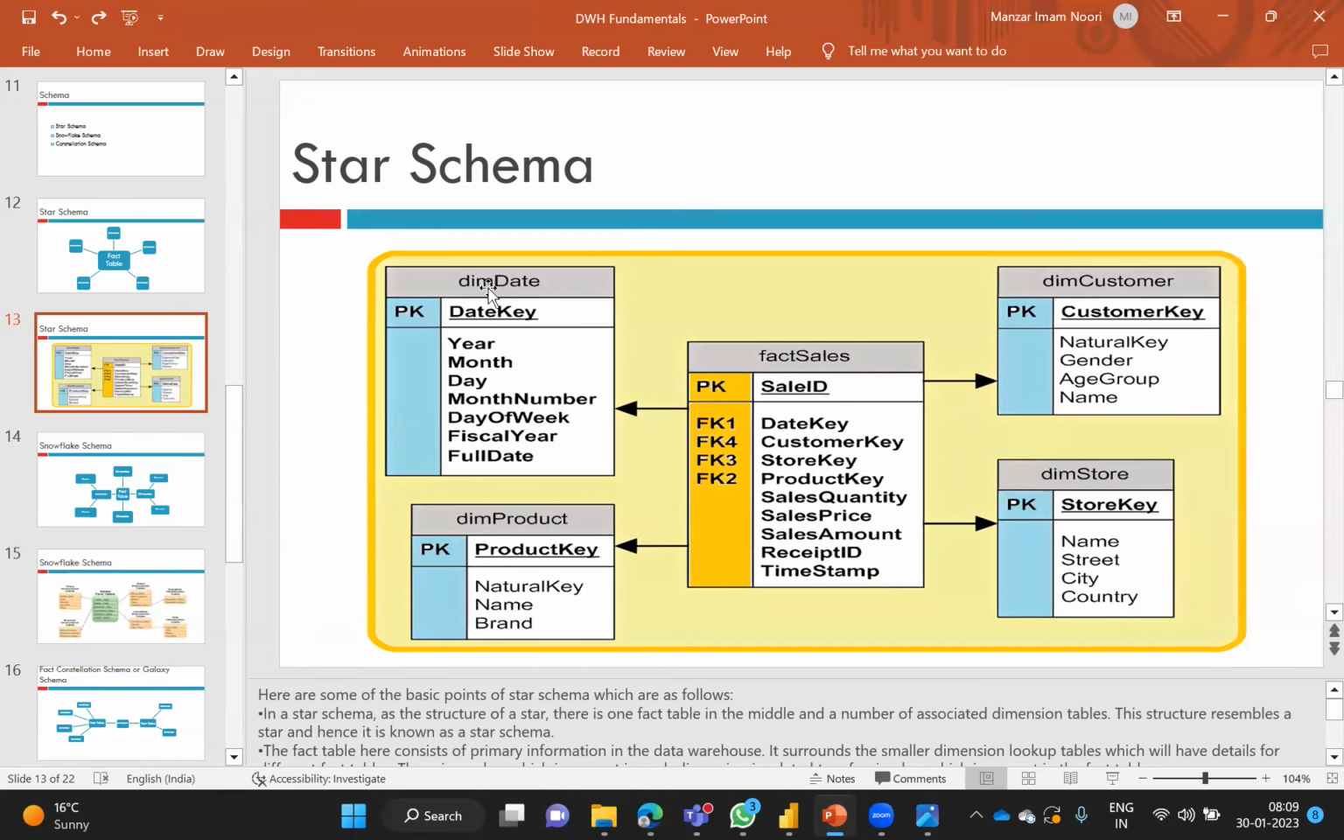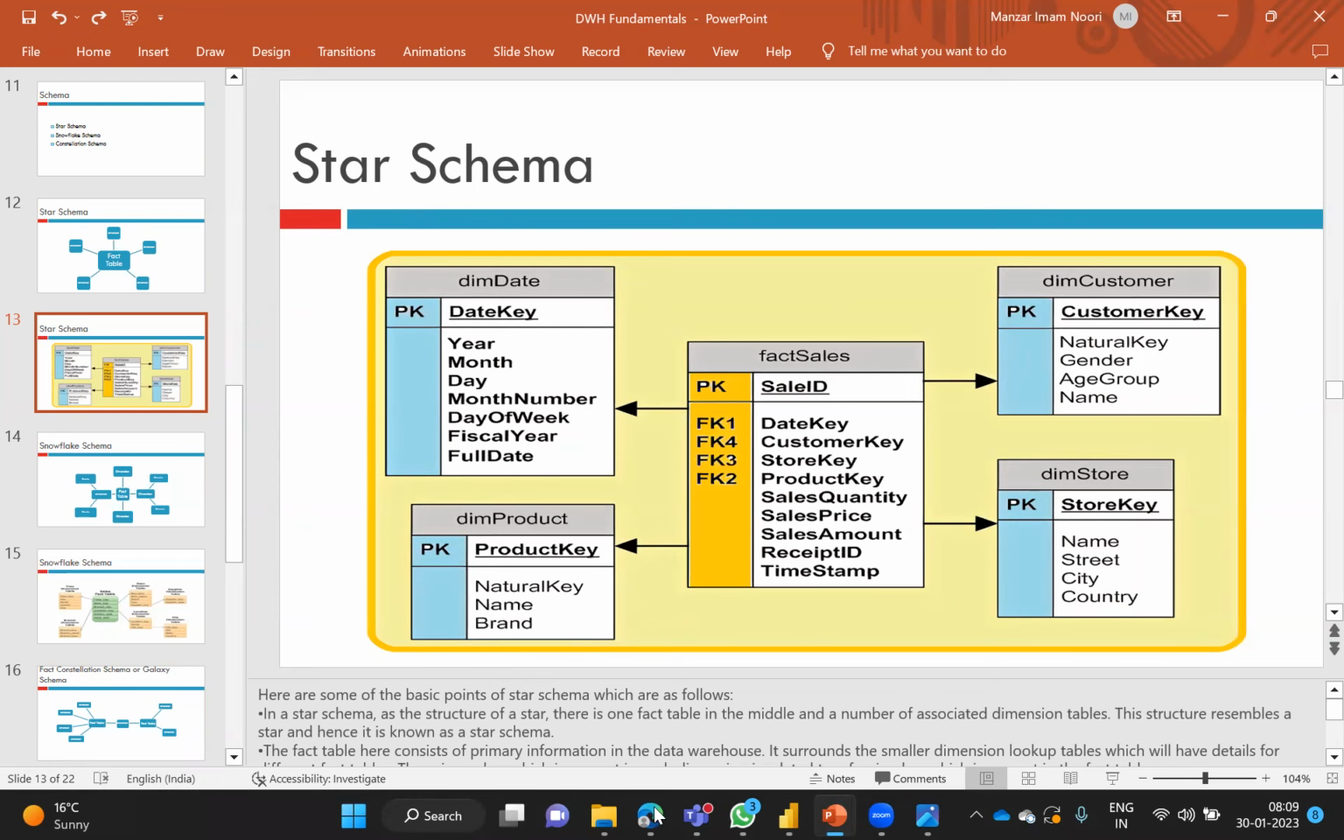Fine. And the dimension table will be normalized. In case of the date dimension, we have only date related information. In case of the product dimension, we have only product related information. In the customer dimension, we have all the customer related information, and this is not subdivided or split into another dimension. So only one dimension is connected to the fact table, and that is the star schema.